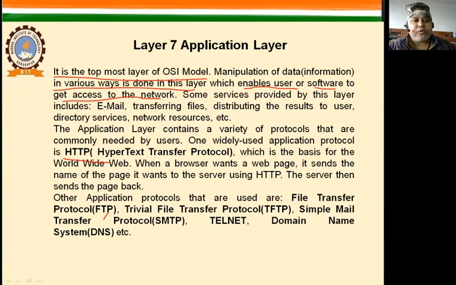When two or more groups of networks are connected, they form the internet. So the internet is a group of networks of networks. To get this access, you need the application layer, where different services are provided by this layer. Some of these services are file transfer protocol, simple mail transfer protocol, and domain name system protocols.